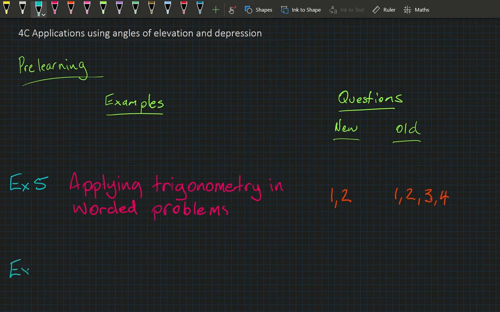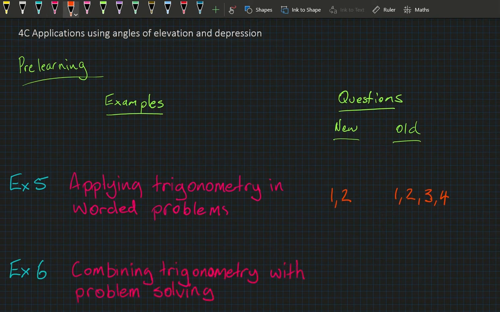And then we have one more example, that's example 6, which will be combining trigonometry with some problem solving. And your pre-learning for this example will be question 6 in the new book and question 7 in the old book. Please remember though that the pre-learning is just the beginning. You need to do a lot more questions in the exercise or you won't be as successful as you could be. Alright, I'll see you in the introduction.